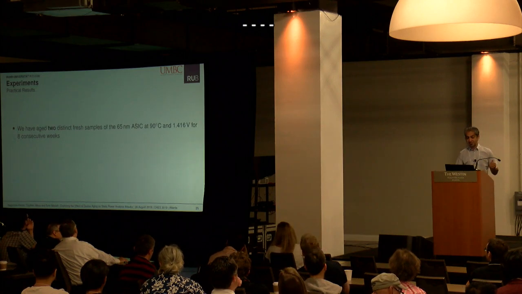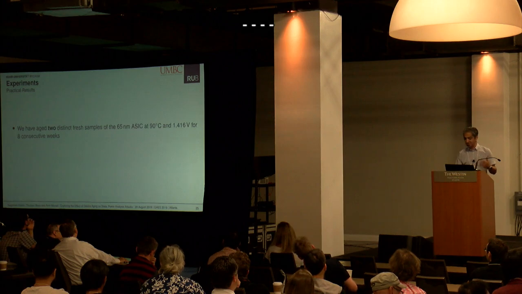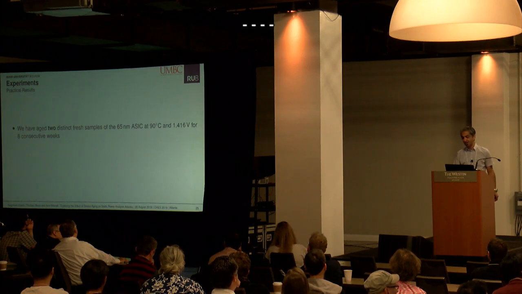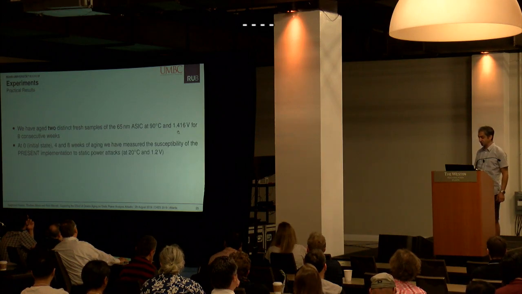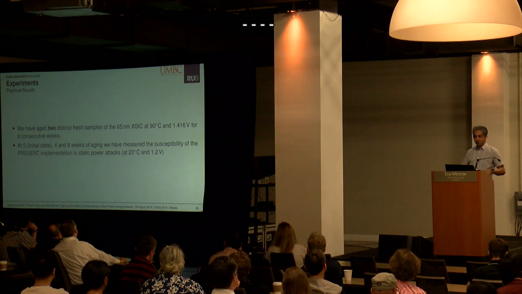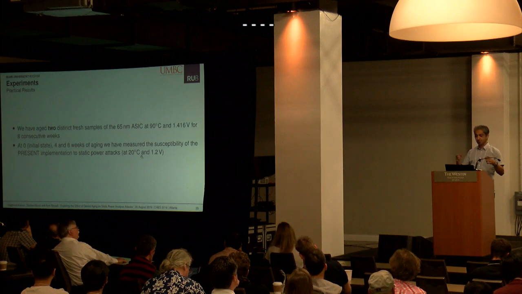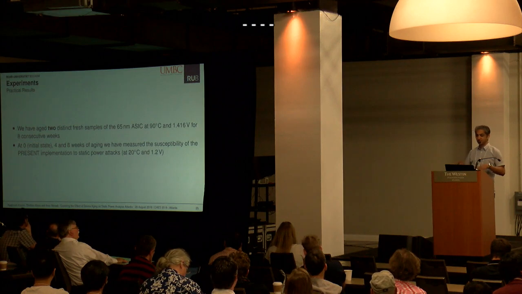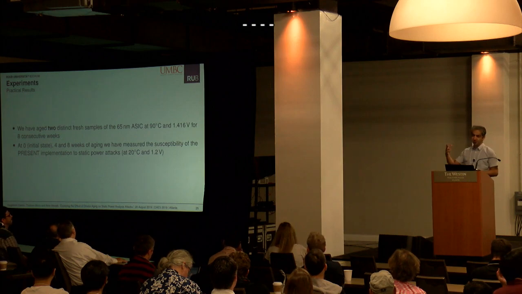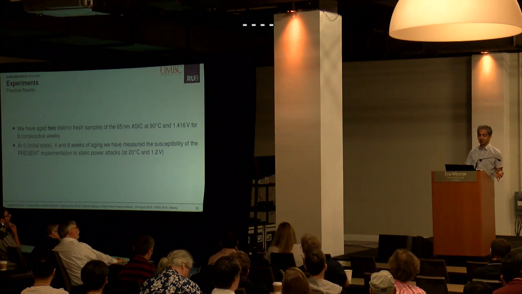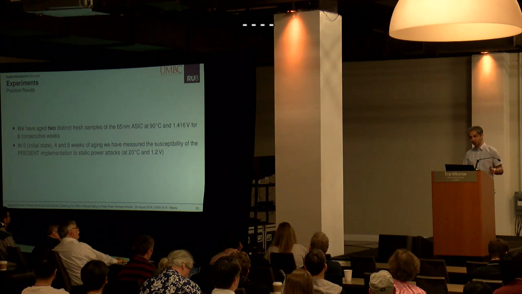We have conducted our tests on two different chips. Of course, the same chips, but from two samples. The aging was done at 90 degrees and a VDD of 1.4. All the measurements that we have done were at 20 degrees and 1.2 volts, meaning that we got the fresh device, measured at 20 degrees and 1.2 volts, put it in the oven with 90 degrees and a VDD of 1.4 for 4 weeks, took it out, again put it in another setup with 20 degrees and 1.2 volts to measure, and again put it in the oven. This process is repeated. Why?